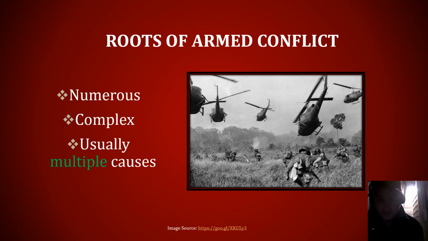I think it's a weird slide because at a certain level it's obvious. The roots of armed conflict are numerous. It can be lots of different things. They're complicated. They usually involve multiple things. If you try to say that Vietnam was just about communism and stopping the spread of communism, it wasn't. But it massively was. That was one of the things it was about, but it wasn't the only thing it was about. They often have multiple causes.